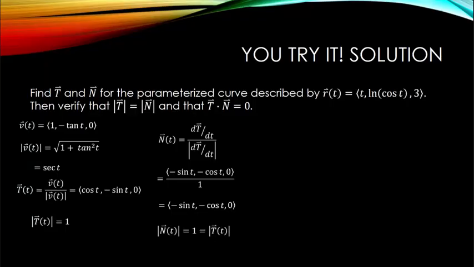The magnitude of the principal unit normal vector is 1, which is the same as the magnitude of the unit tangent vector. The dot product of the unit tangent vector with the principal unit normal vector is given by negative cosine t sine t plus cosine t sine t plus 0. This is equal to 0, showing me that the two vectors are in fact orthogonal.